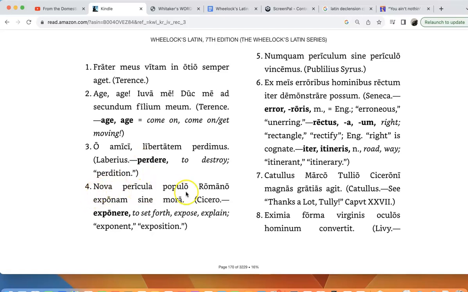Quatuor, nova pericula populo Romano exponam sine mora. A little bit more challenging. So again, we need to look up the words, but once you do that, it probably is helpful to find the subject and verb, because that's what we're used to in English. So exponam, as in an exposition or exponent in mathematics, means to set forth or to explain. Now it is in the future tense.